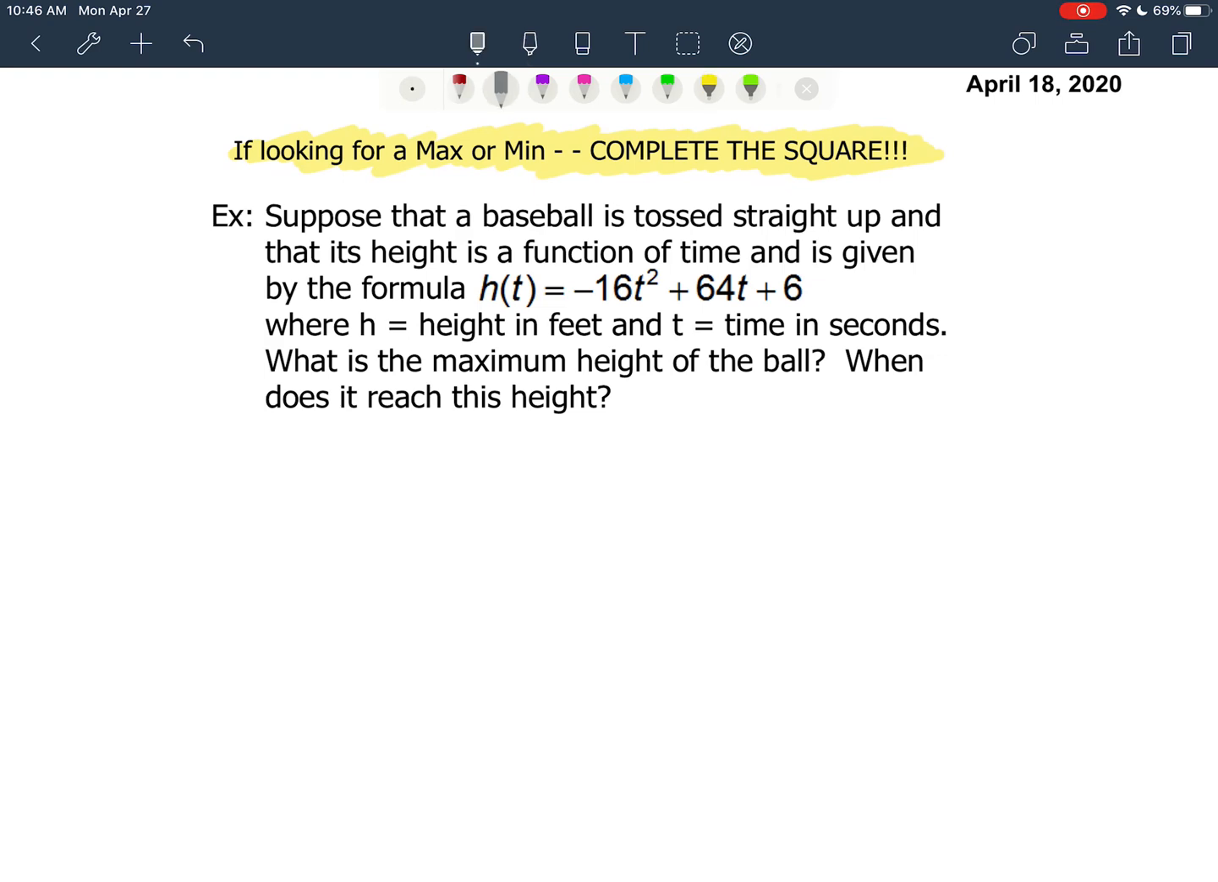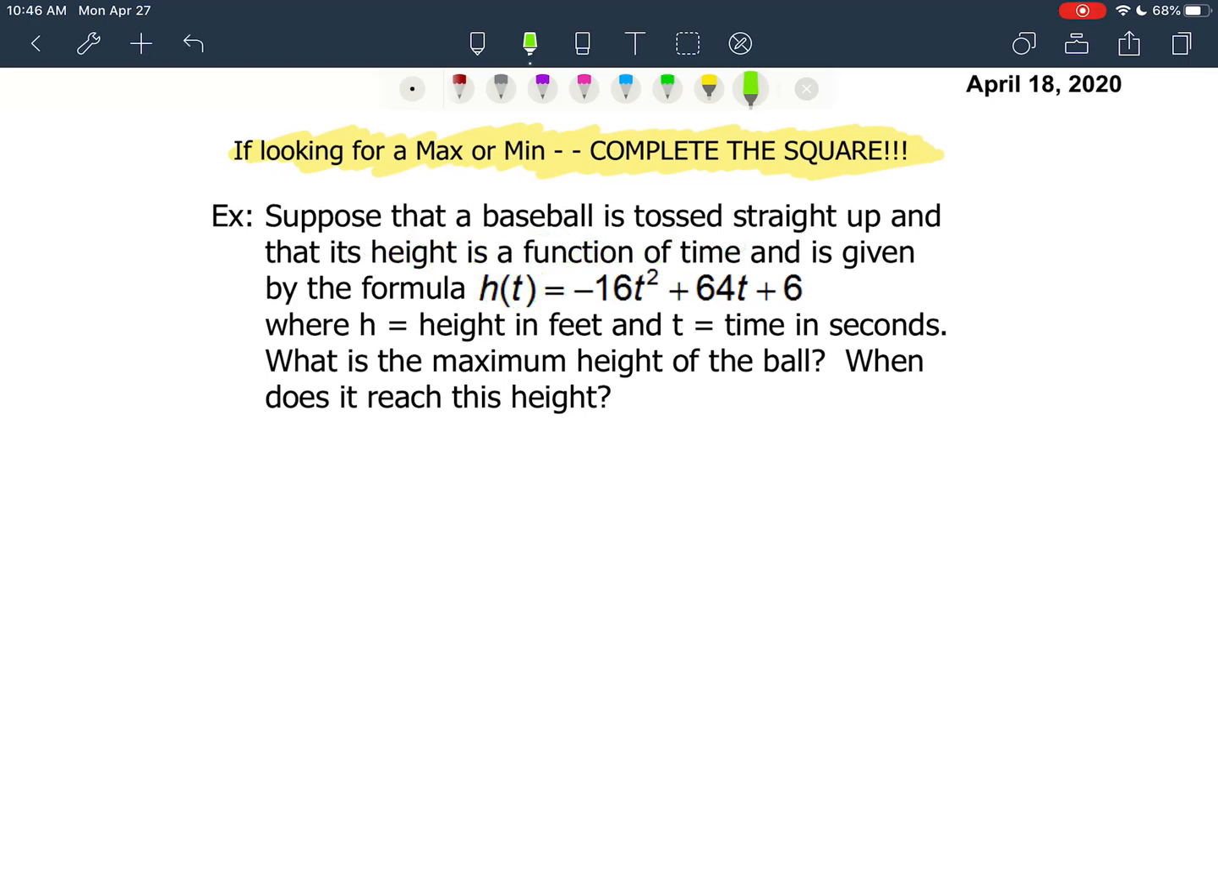So here we have a baseball tossed straight up. Its height is a function of time. I'm just going to highlight this for you. Height is a function of time. That's what the h of t means. H stands for height, a function of time. Time is our input. Okay?